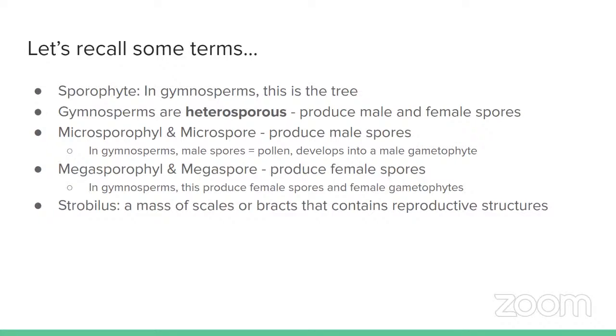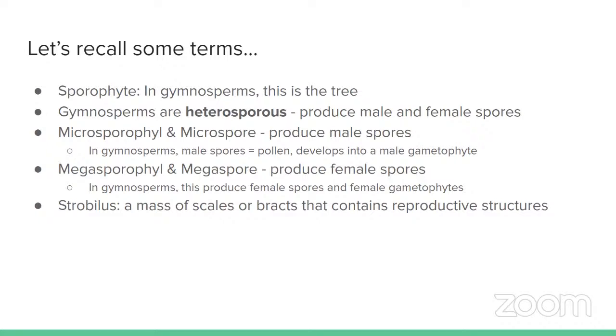Gymnosperms are what we consider heterosporous, and we'll see that in angiosperms as well, which means that they're going to produce both male and female spores. So we saw in some of our ferns that we just produce a spore and it becomes a gametophyte. In gymnosperms, we're specifically going to be producing microspores, which are male spores, and megaspores, which are female spores. So we have these two types of structures, and we're going to see two different types of cones on our plants, actually.